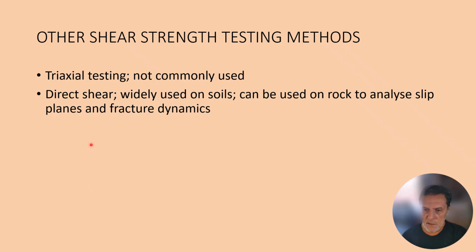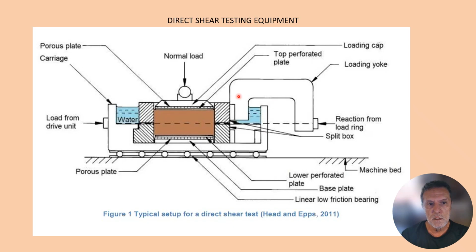Other shear strength testing, triaxial, where you have not only compression from top and bottom, but you have compression on the sides. It's a pretty expensive investment to get a triaxial shear strength test set up, so it's not commonly used. Direct shear is more widely used, and I'll show you what that is.